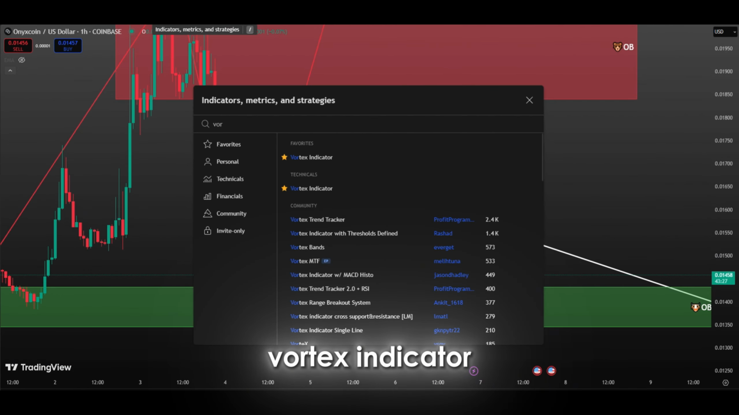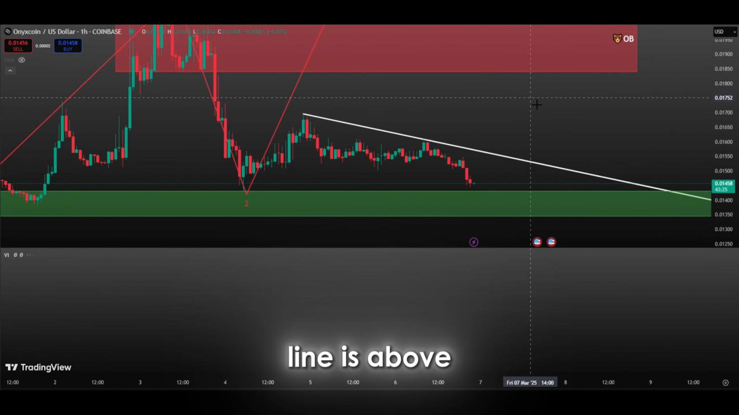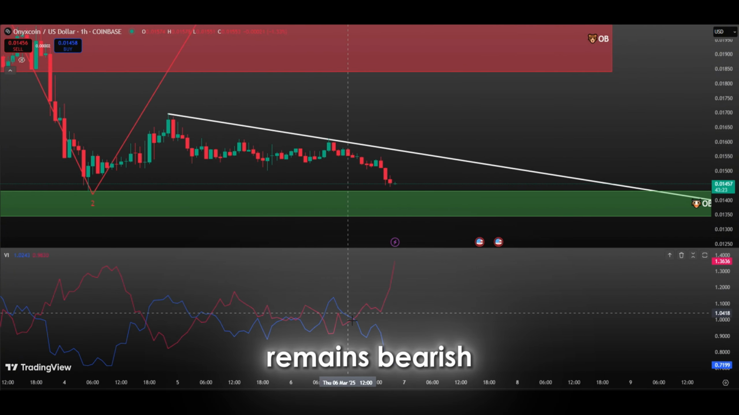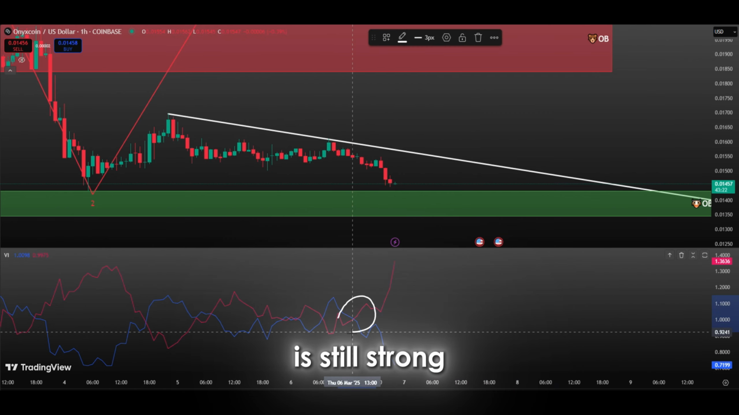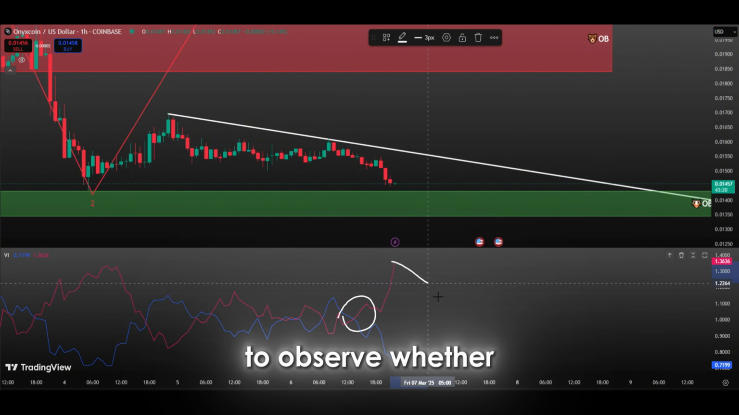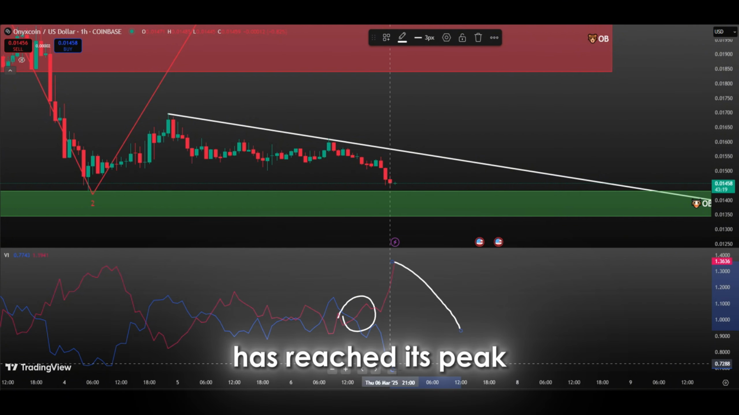Looking at the vortex indicator, we can see that the red line is above the blue line. This usually indicates that the market remains bearish and selling pressure is still strong. However, there are some important points to note here. It is important to observe whether the red line has reached its peak.